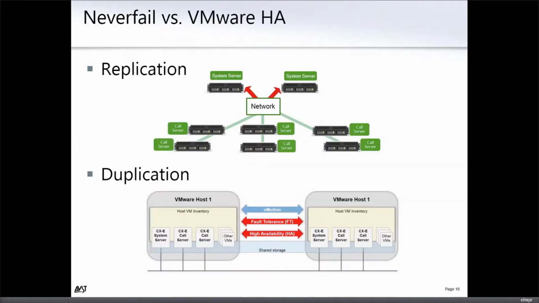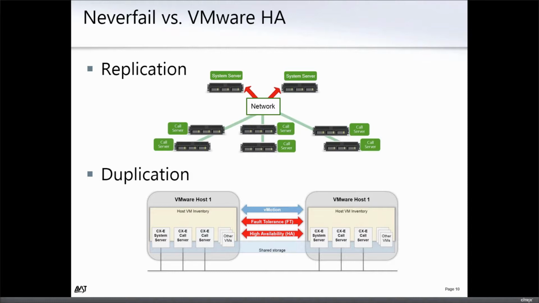So the way I look at this is what we do with Neverfail is replication of the application, just the application components. We make sure those two system servers stay in sync. What VMware does is a complete duplication of the system top to bottom, including the operating system. It's a very small difference, but there are some people who would say that for full high availability and redundancy, they would want to put the Neverfail functions into the VMware functions.